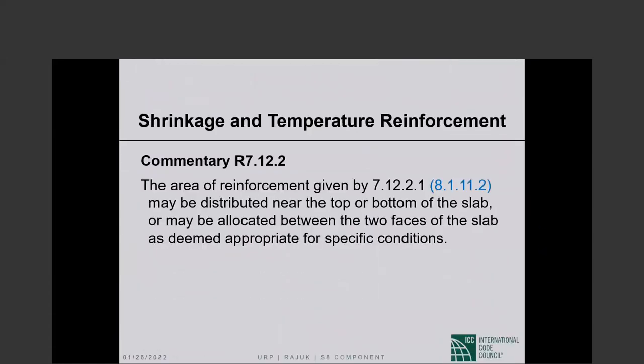The area of reinforcement given by what you just saw may be distributed near the top or bottom of the slab, or may be allocated between the two faces of the slab as deemed appropriate for specific conditions. This is something important you need to understand. Shrinkage reinforcement can be placed anywhere you like in the thickness of the member. Yeah, anywhere you like, or you can distribute it between the two faces. This is up to you. Flexural reinforcement has to be near the tension face. Shrinkage reinforcement can be anywhere in the thickness of the member.